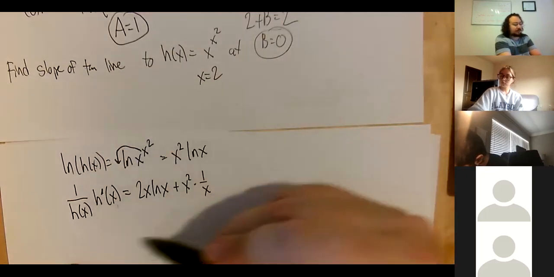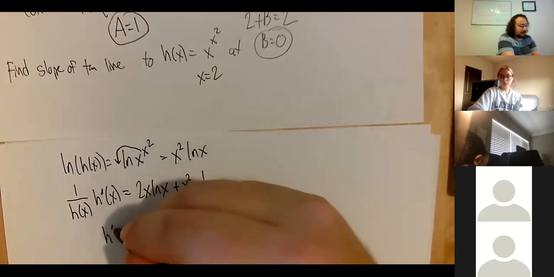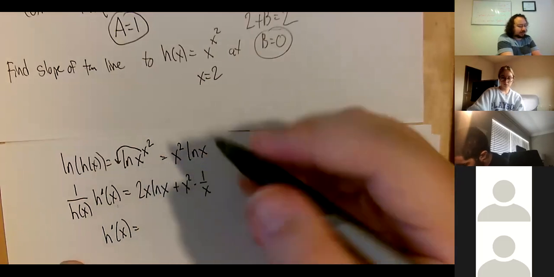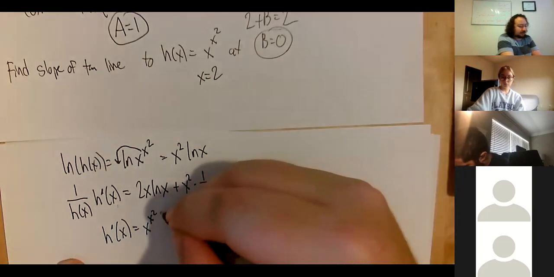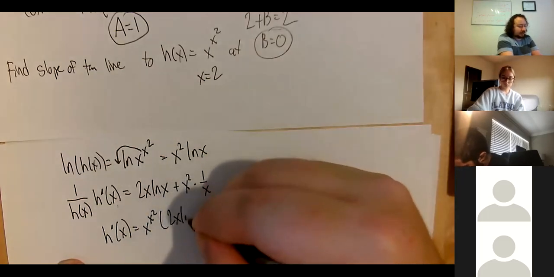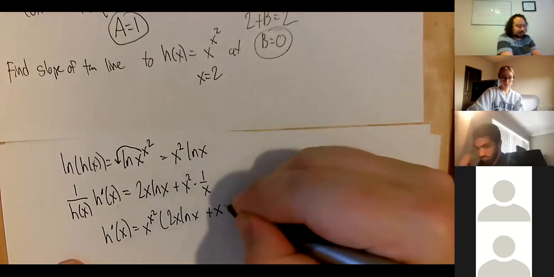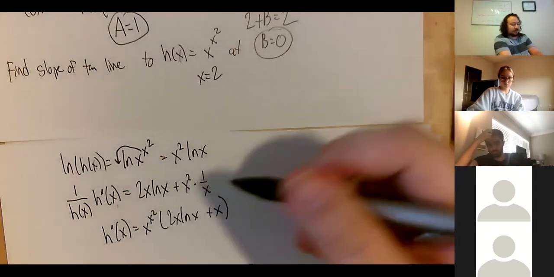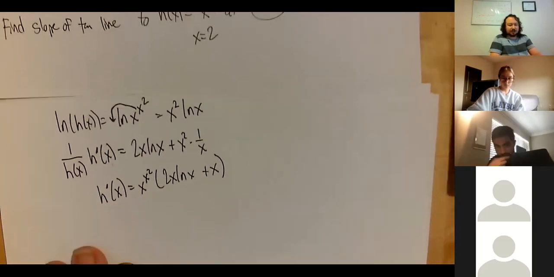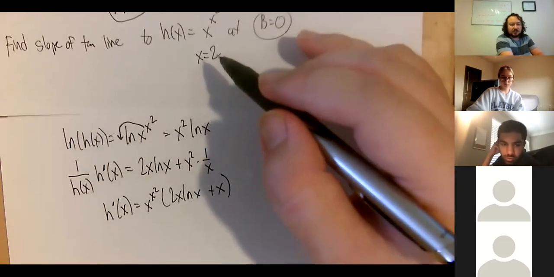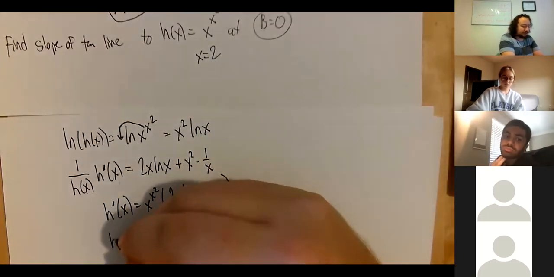All right, so we got this. And then finally, I'm going to move h of x back up here. And that gives us that h prime of x will be x to the x squared times 2x ln of x, and then this will simplify to be an x. All right, so that's what h prime is. And we want to know what h prime of 2 is, because we want to find the slope of the tangent line at 2.